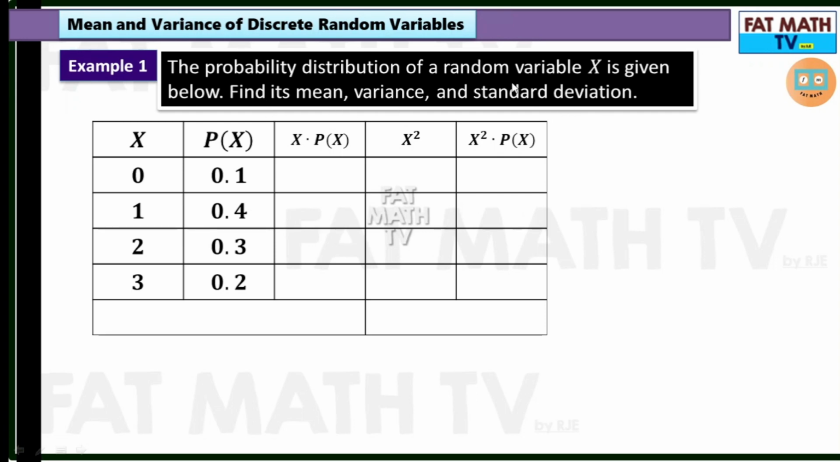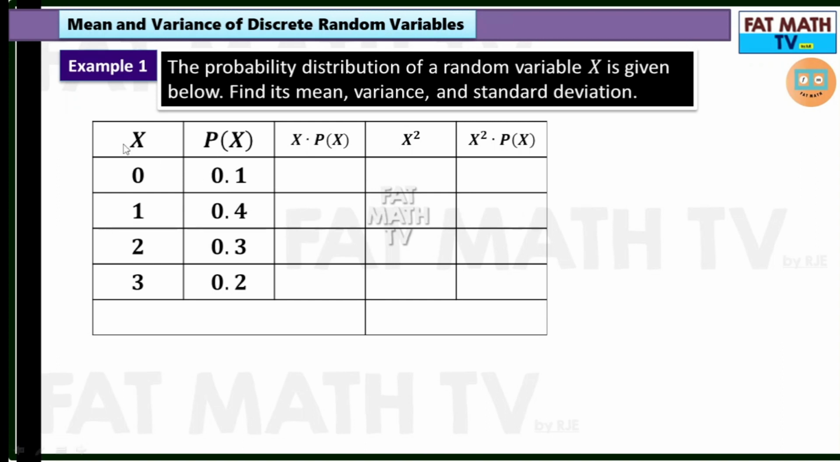So the mean, how are you going to find the mean? The mean is the summation of x, p of x. So first, you have to multiply x with p of x. Here we are given that the probability that x is equal to 0 is 0.1. Probability that x is equal to 1 is 0.4. Probability that x is equal to 2 is 0.3. And the probability that x is equal to 3 is 0.2. So, multiply x and p of x to get the mean, also called the expected value of x.